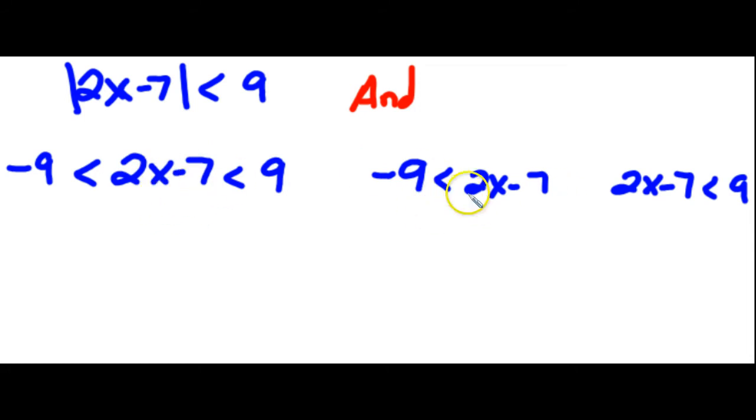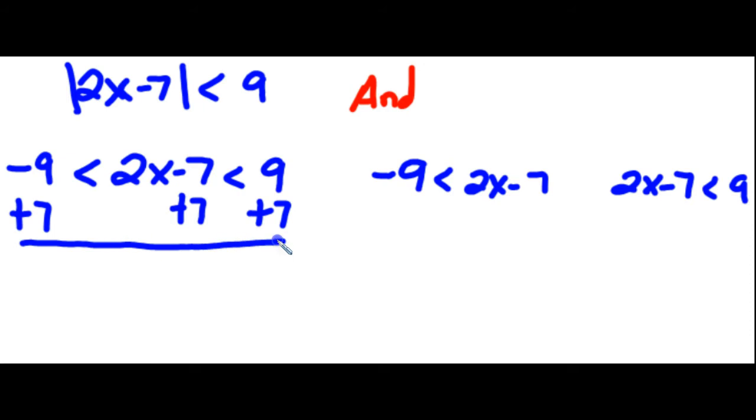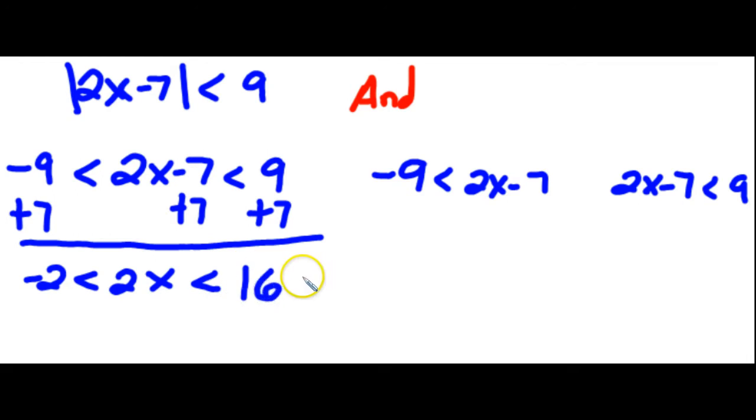Okay, we know in either of these the first step would be to add 7. We're adding 7 to both sides. In this case, there are 3 places we have to add 7. We have to add it over here, and over here, and of course to the 2x minus 7. So if we do that, we get negative 9 plus 7 is negative 2. Bring down the signs. 9 plus 7 is 16.